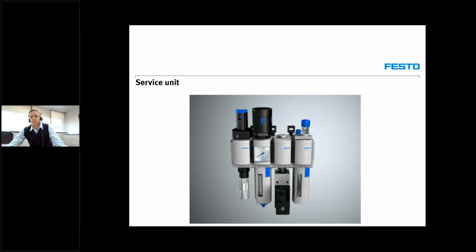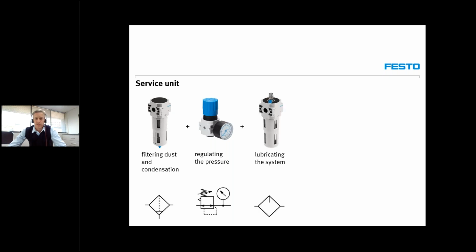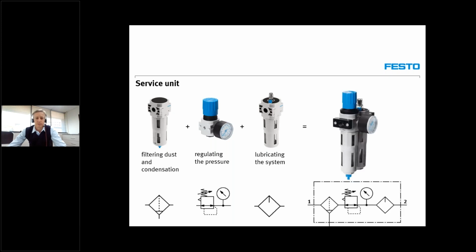So let's have a look at the components that could make up a service unit. Firstly, we have the filter unit to filter out dust and condensation. Then we have our regulator to regulate line pressure. Then we've got our lubricators after the filter units. And this would then make up a simple service unit. You will note that the filter and the regulator can be incorporated into one component, as you can see in the picture over there.